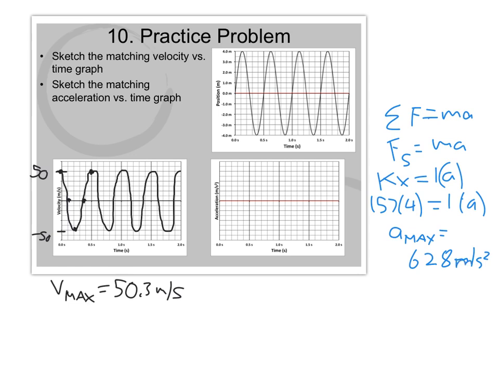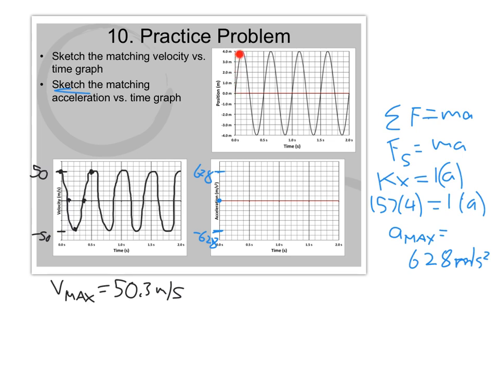Now it did technically say just sketch the graph, so not labeling them is not the end of the world, but it's relatively easy to find here. So I'm just going to add in that maximum positive and maximum negative acceleration and go from there. Going back to my position graph, I'm starting here at an equilibrium position. All right, that's my initial point, which means that my acceleration will also be 0 because there's no displacement, there's no force, no acceleration.